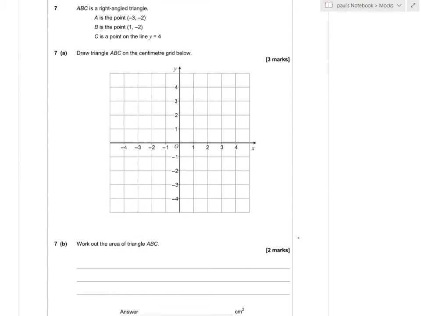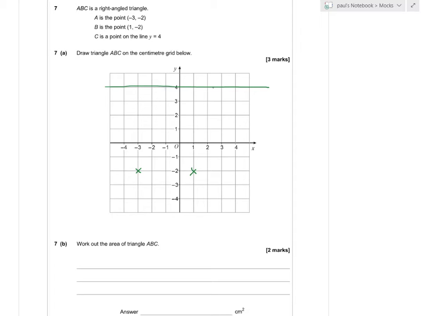A right-angled triangle. Work out the area. All right, so we've got 3 points to plot the triangle. A is -3, -2, so -3, -2 is down there. B is 1, -2. Be careful on this. 1, -2. C is a point on the line y equals 4. Work out the area.